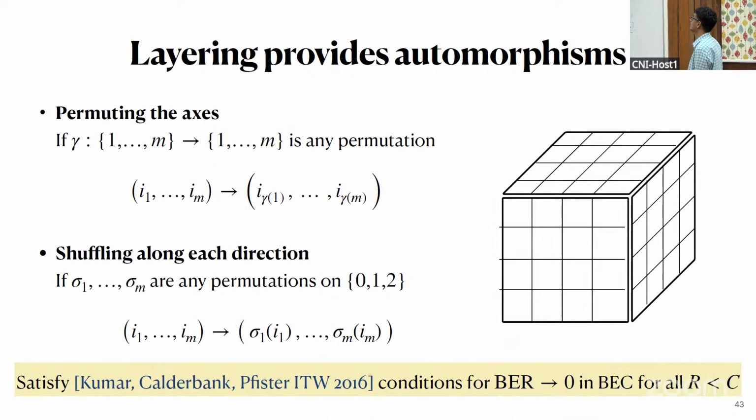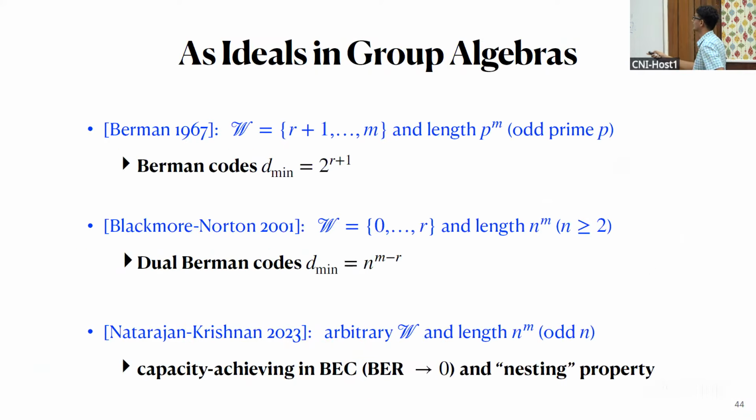Right? So again, this layering has given me these automorphisms. I can permute the axes and I can shuffle along in each direction. So these automorphisms are rich enough to meet the conditions of Kumar, Calderbank, and Pfister, and that's why these codes have vanishing bit error rate in the erasure channel for all rates less than capacity. And again, there are other constructions.